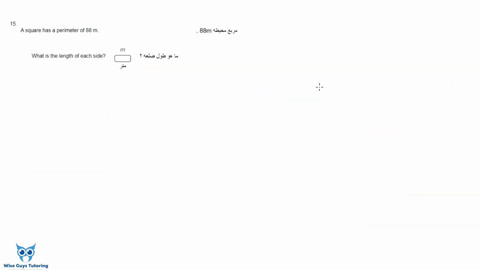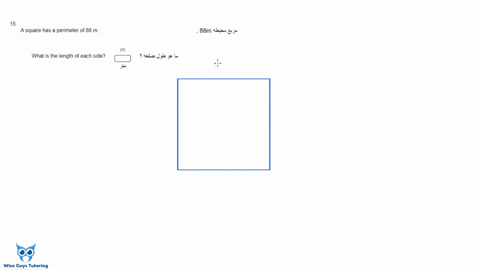So number 15 says a square has a perimeter of 88 meters. What is the length of each side? So it's fairly simple. Whenever you have a chance to draw a diagram, you should draw, whether it's geometry problems or word problems. We are very, very visual creatures, and it really helps to draw.